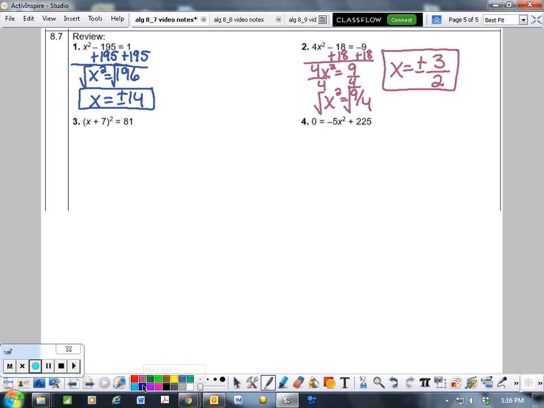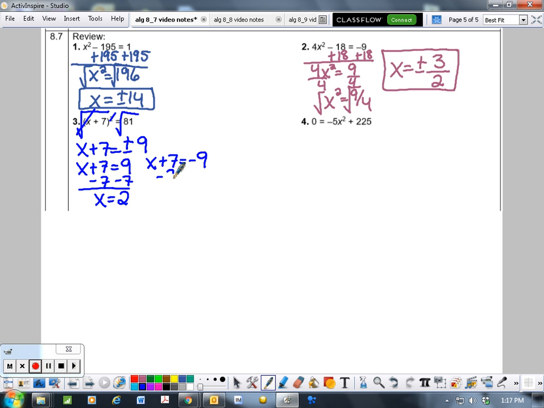So our next one looks like we've got the squared. So I square root both sides. That's going to cancel with that, giving me x plus 7 equals positive or negative 9. I split it up. x plus 7 equals 9. x plus 7 equals negative 9. So I minus 7 on both sides. I get x equals 2. I minus 7 on both sides. And I get x equals negative 16.